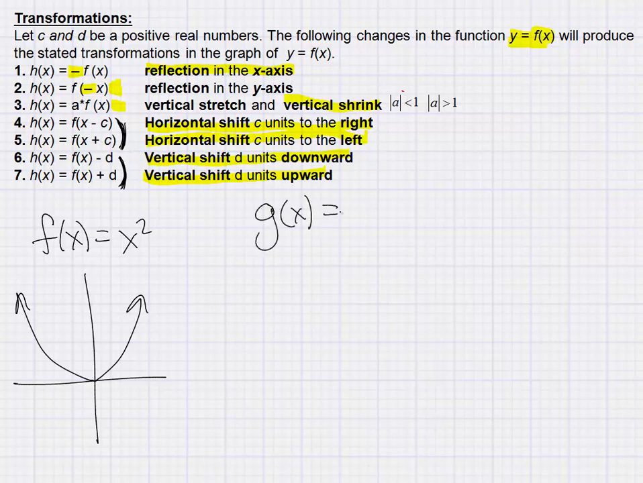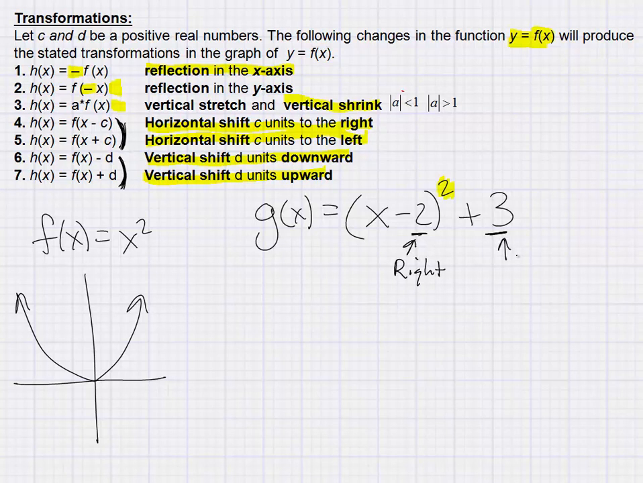G of x equals (x minus 2) squared plus 3. Well, it's still a square. If you look at that, it's still a square. So it should still have the same shape that the other one has, but then I made these changes. I have a minus 2 inside and a plus 3 outside. This is going to make me move to the right, and this one's going to make me move up.